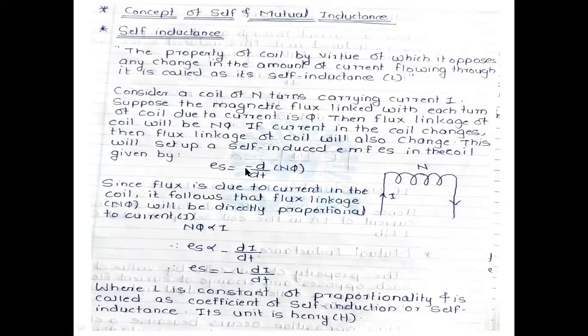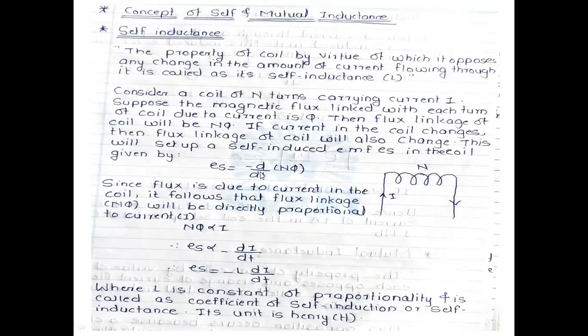According to that, the self-induced EMF we consider as Es, Es equal to minus d by dt of N phi. The flux linkage N phi is related to what? When the flux linkage changes, since N is constant, phi is dependent on the current here. So the flux linkage is directly proportional to I. Because of this current changing, the flux linkage will change. So I is directly proportional to N phi.